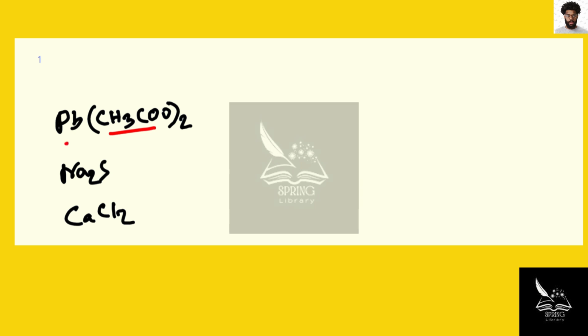First one is lead acetate. Then we have sodium sulfide. And finally, we have calcium chloride. So first, just make sure that all of these are water soluble. If we look at the solubility chart of the ions, we'll see that all the acetates are water soluble. That means lead acetate is also water soluble.